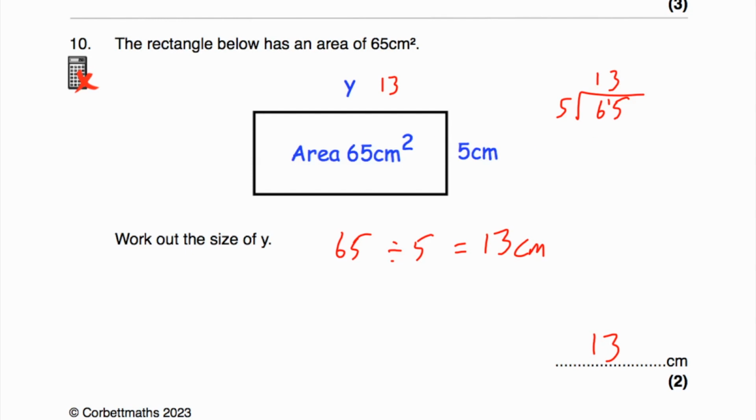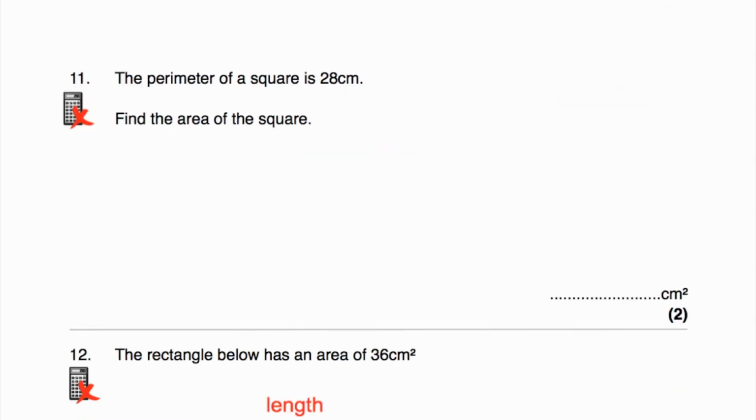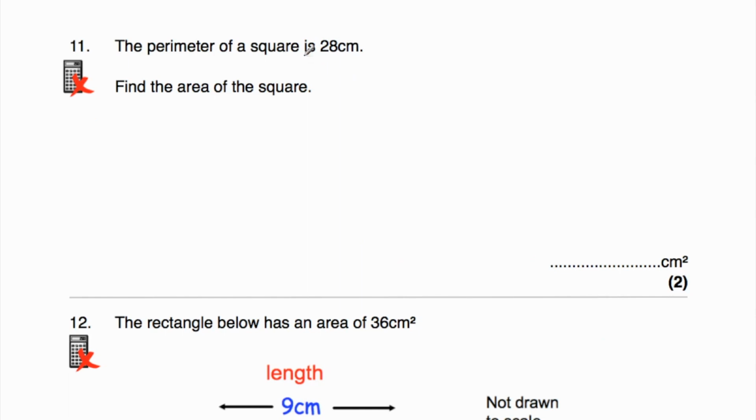Okay, let's have a look at our next question. Question number 11 says the perimeter of a square is 28 centimeters. Find the area of the square. So let's do a little sketch here. So here we've got our square, and we know the perimeter of the square is 28 centimeters. That means if we add up the lengths of all four sides, we get 28 centimeters. So if we add up this length, this length, this length, and this length, we should get 28 centimeters.